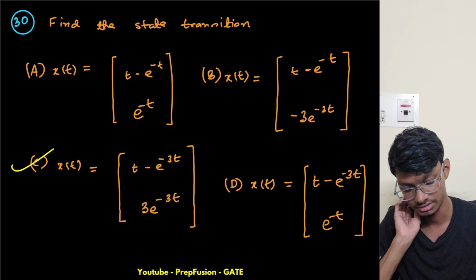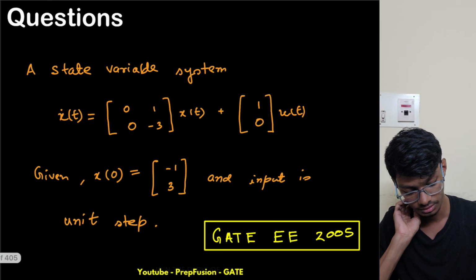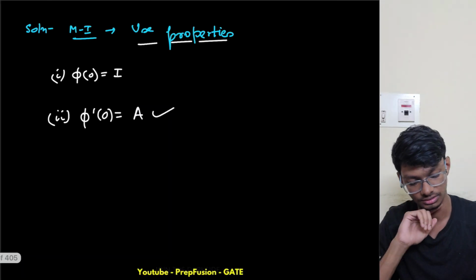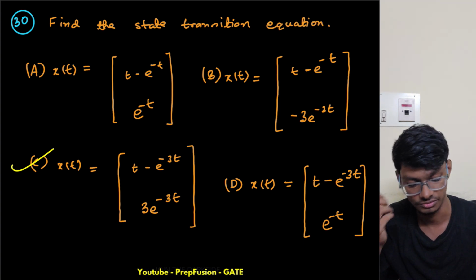So in this I have to write this state transition solution also. I can write state transition solution instead of equation. This is also a GATE equation basically. As they have written equation, I write equation only, but you can say it's solution also.